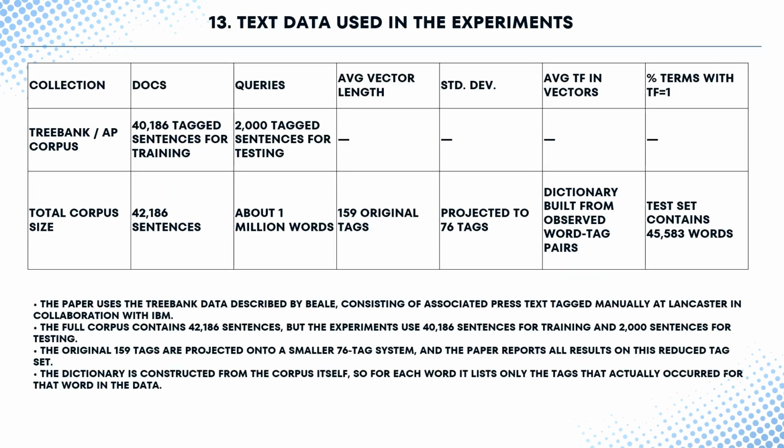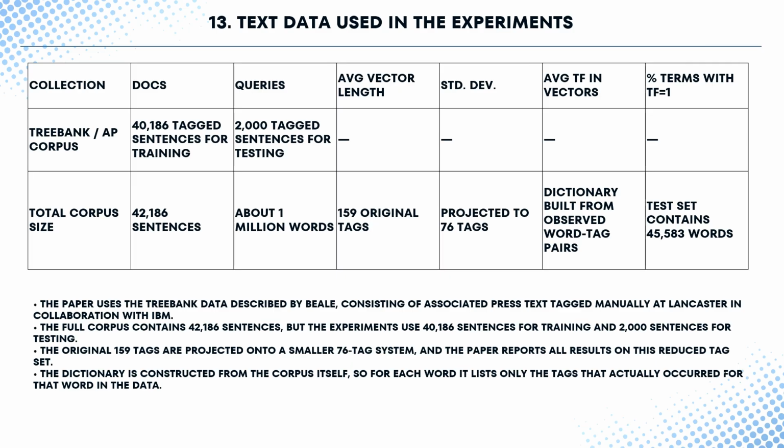Now I will begin with the experimental section of the paper. Before analyzing results, it is very important to understand the dataset and setup used in the experiments. The first part is the dataset source. This paper uses the Treebank or Associated Press corpus. This is a manually annotated dataset, meaning each word in the dataset already has a correct POS tag assigned. This ensures that we have reliable ground truth for evaluation.